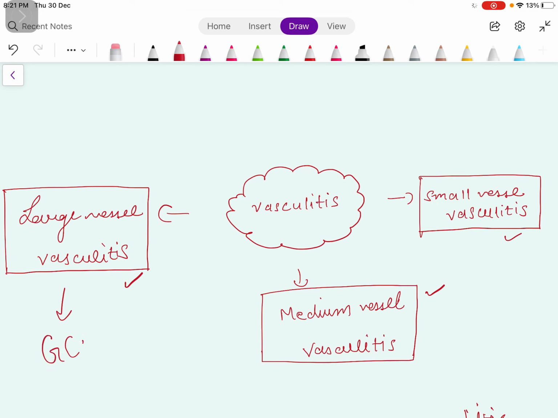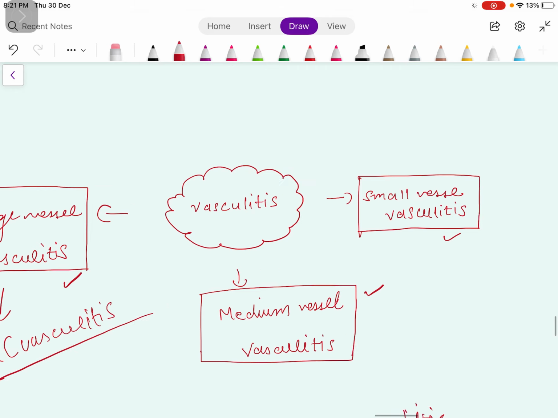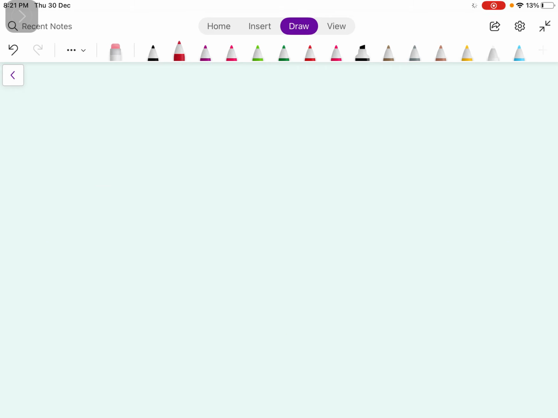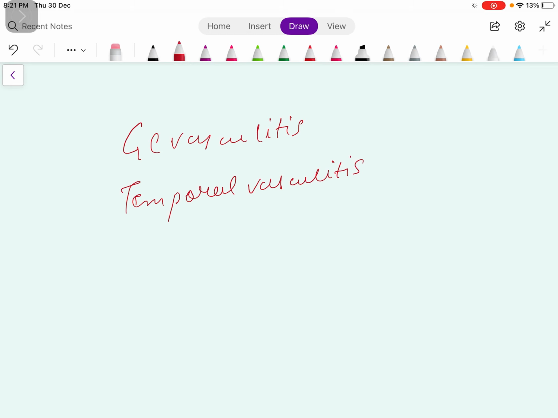From this, we will today talk about giant cell vasculitis, which is a large vessel vasculitis. So, what is giant cell vasculitis? Giant cell vasculitis is also known as temporal vasculitis, right?